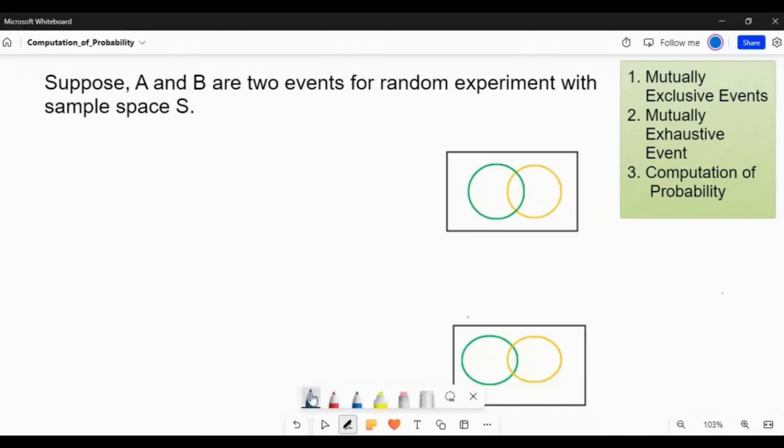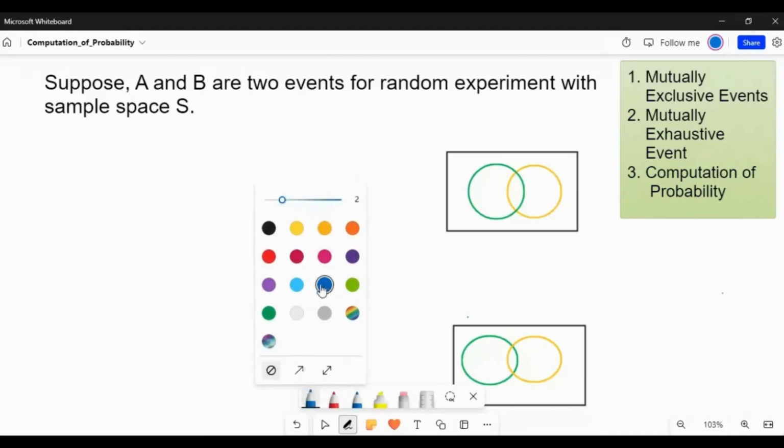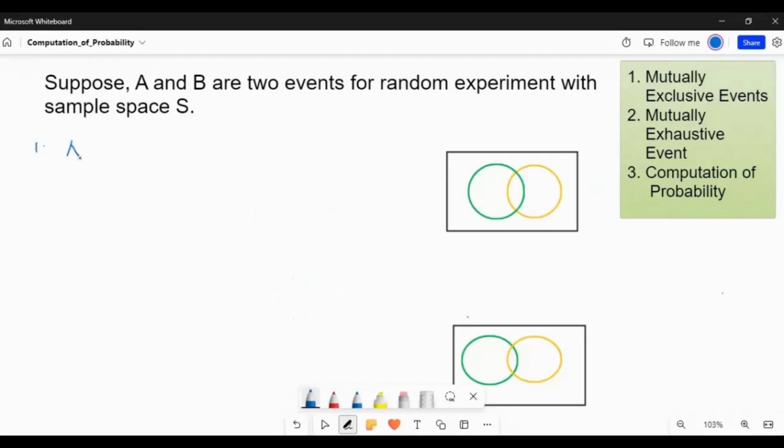Then first we will see A intersection B. So this is the sign of intersection, and this is the Venn diagram. Here this is S, the whole set with sample space, this is event A, and this is event B. So these common elements are nothing but A intersection B.